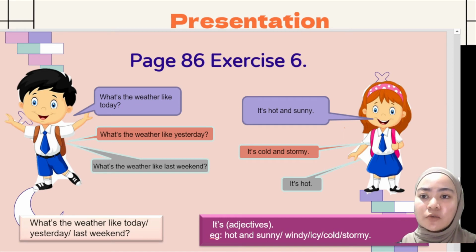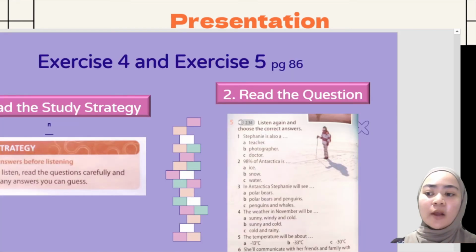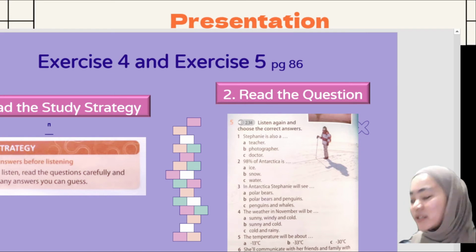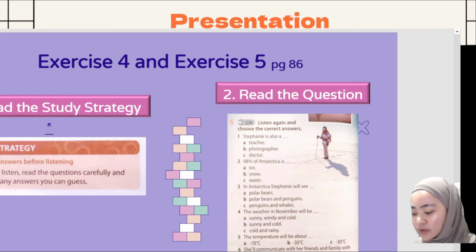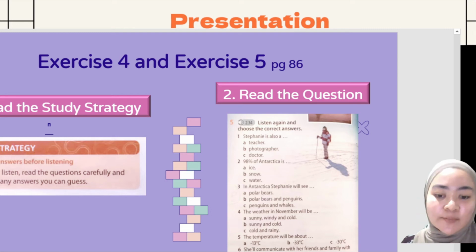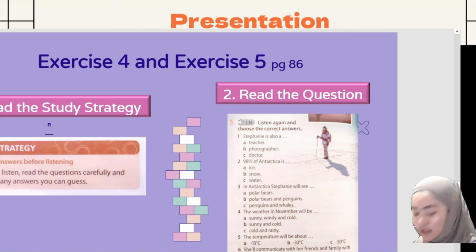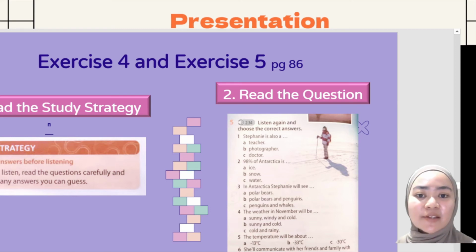Alright, so now we are going to do exercise 4 and 5, okay? You can open your textbook now, your English Plus One book, turn to page 86, and then I would like you all to do exercise 4 and 5. So first and foremost, read the study strategy. Alright.